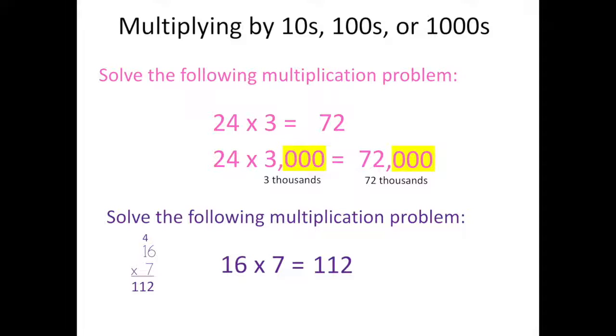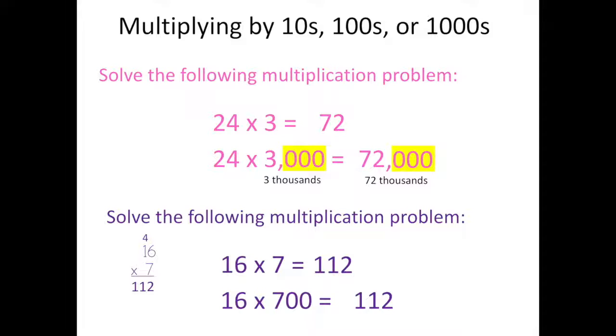16 times 7 is 112. Now let's take a look at how this problem would change if I was multiplying 16 times 700. Remember, you've already multiplied 16 times 7. Now all you need to do is account for the place value. Write your answer in your notebook and then submit it here when you're ready.